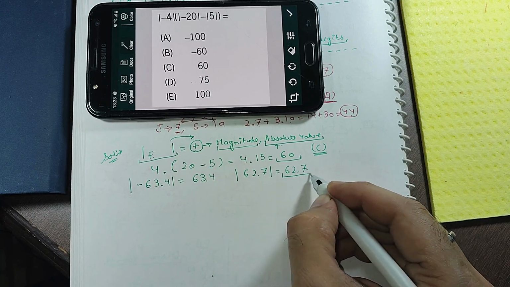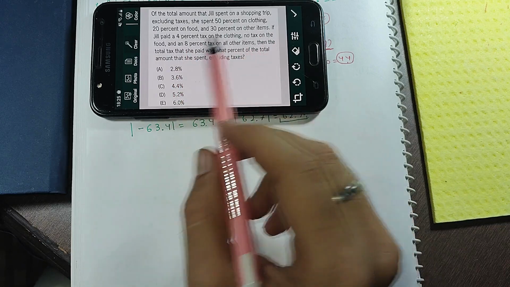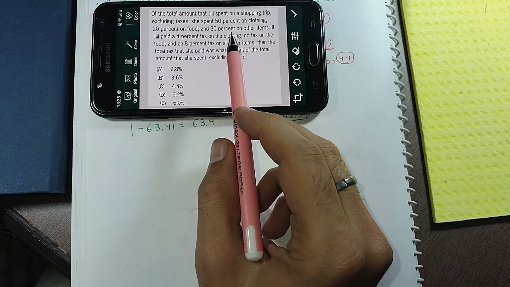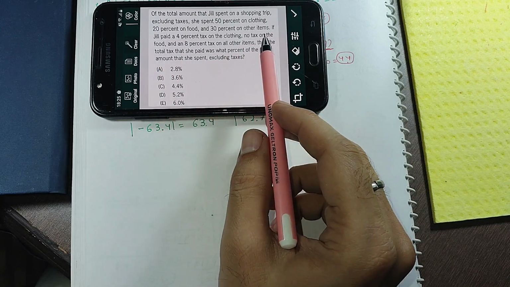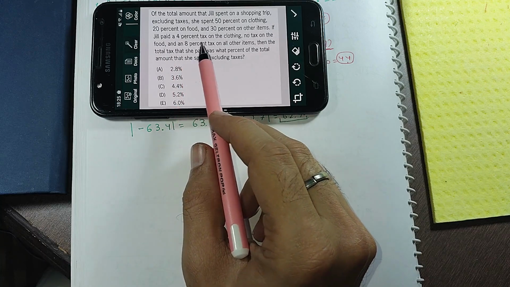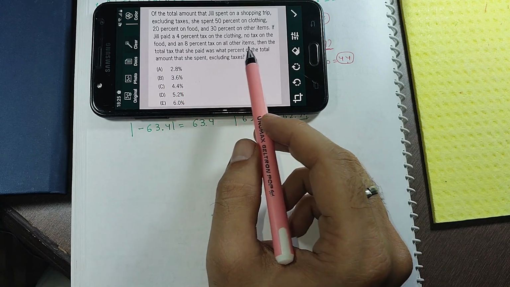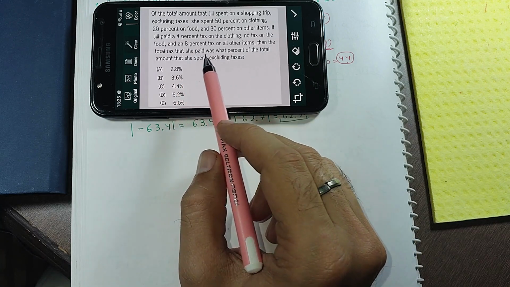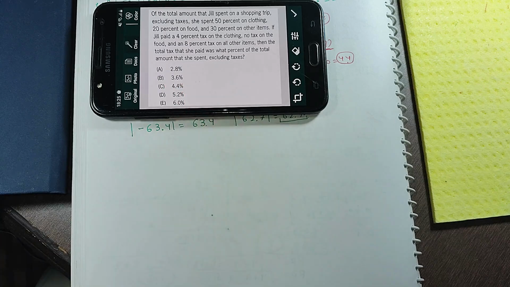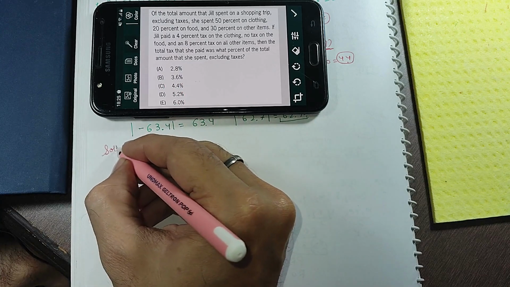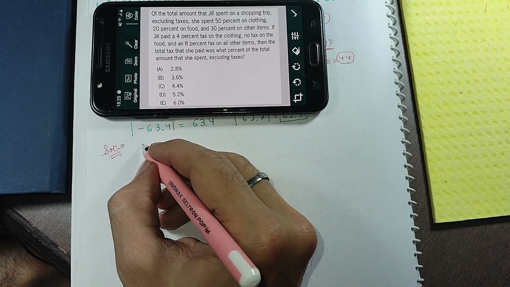The total amount that Jill spent on a shopping trip, excluding taxes. She spent 50% on clothing, 20% on food, and 30% on other items. If Jill paid a 4% tax on the clothing, no tax on food, and an 8% tax on all other items, then the total tax that she paid was what percent of that amount that she spent, excluding taxes? So I will approach this question. Let us suppose that the total amount that Jill spent is $A.